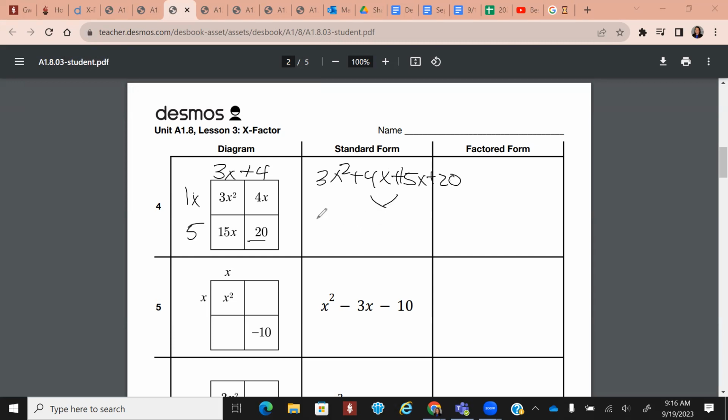And combine our like terms. So this is going to give me 3x squared plus 19x plus 20. Factored form is what we found on the side.